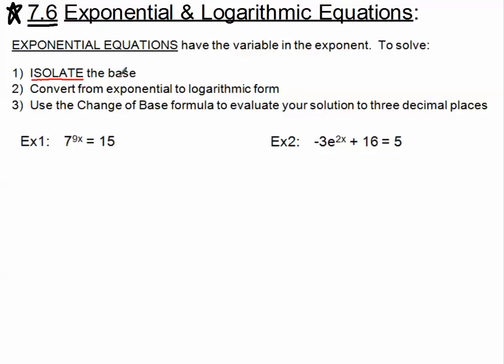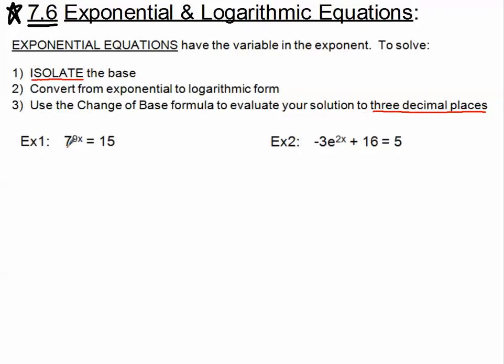Once the base is isolated, step 2 says we will convert from exponential form to logarithmic form, and we'll remind ourselves how to do that. Once we've done that, it should be pretty simple. We will use the change of base formula and our calculator to evaluate our solution. And let's round to 3 decimal places today. So let's look at our first example.